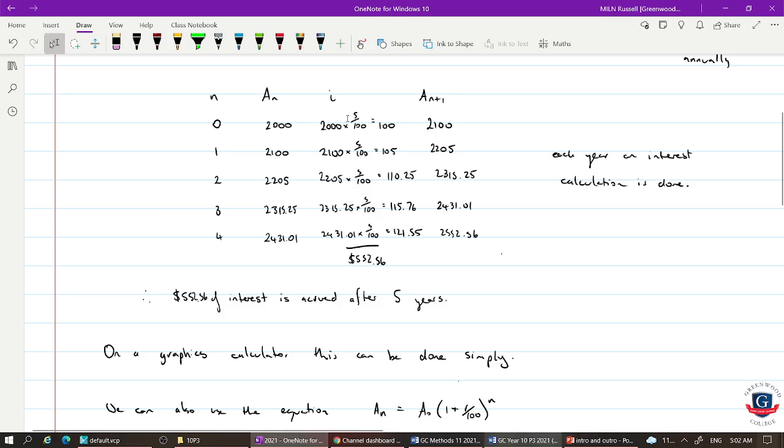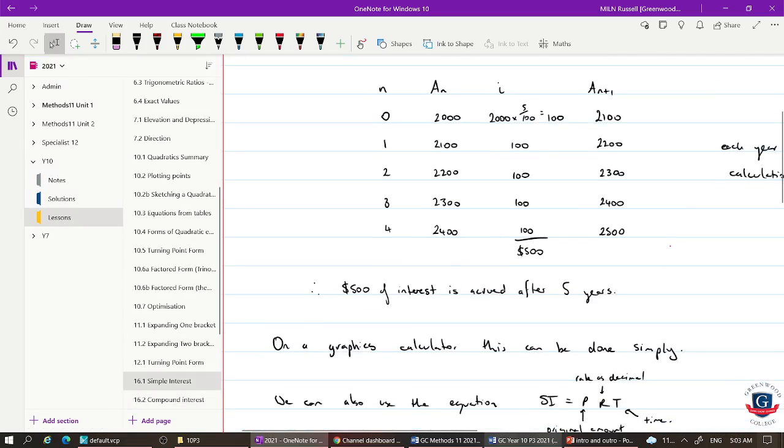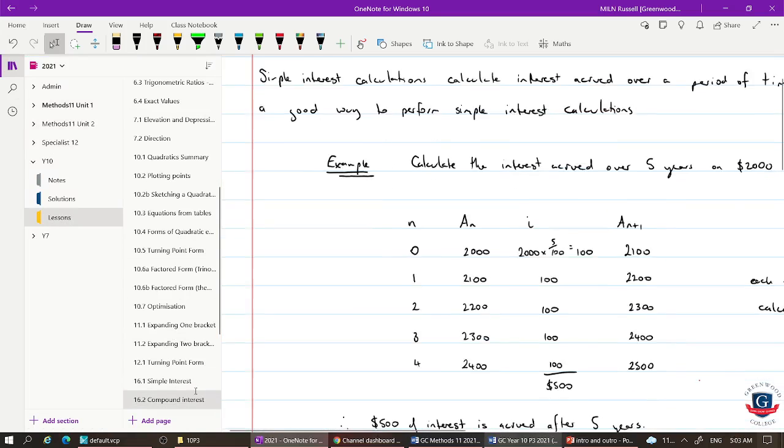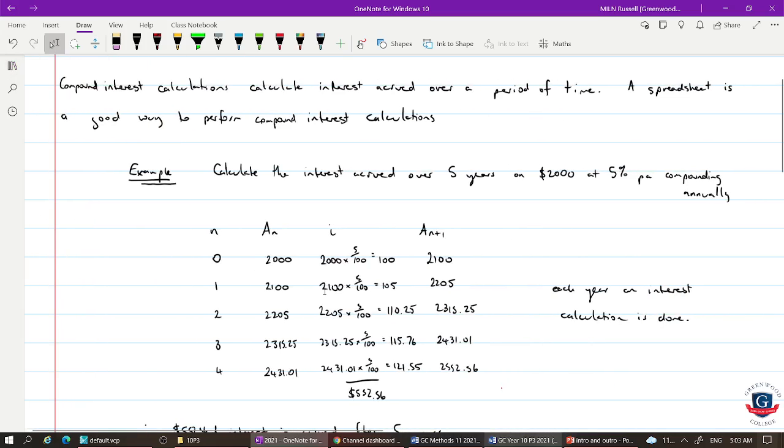But now, instead of just using that same interest calculation throughout, we're going to recalculate interest each period. So we take the $2,100 and multiply it by 5% again, and we're going to see that the interest increases a little bit. And we end up with 2205, and so on and so forth. In the simple interest calculation, we only achieved $500 of interest. But in the compound interest calculation, we get a little bit more interest because we're getting interest on interest.